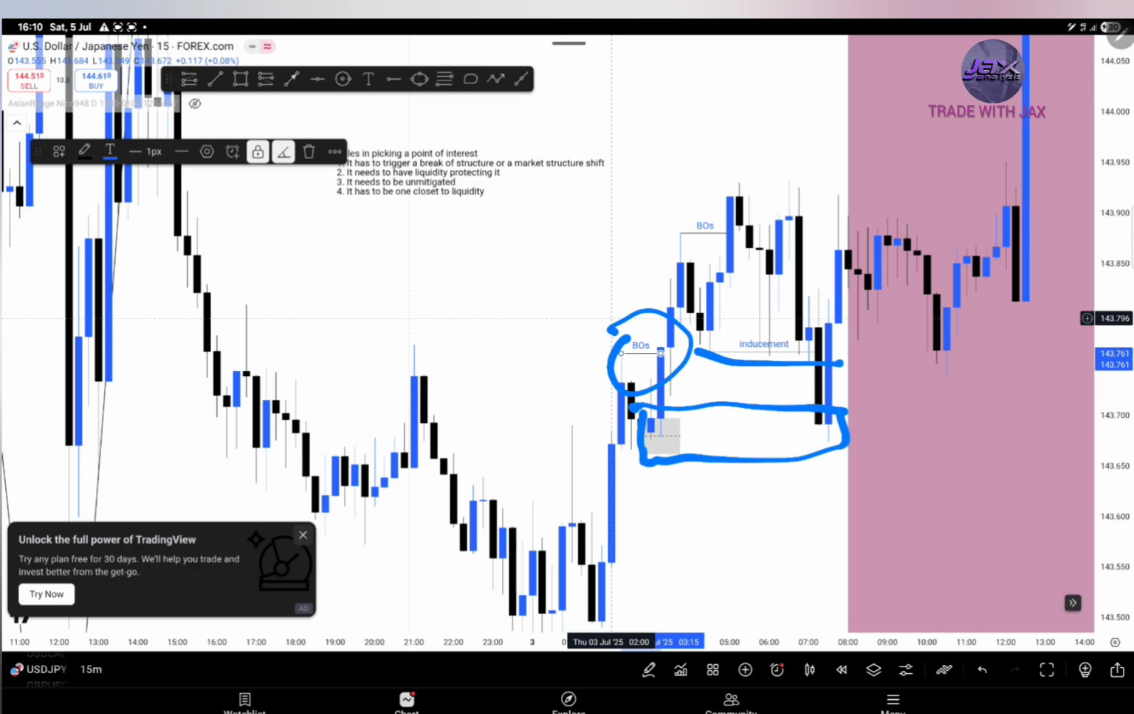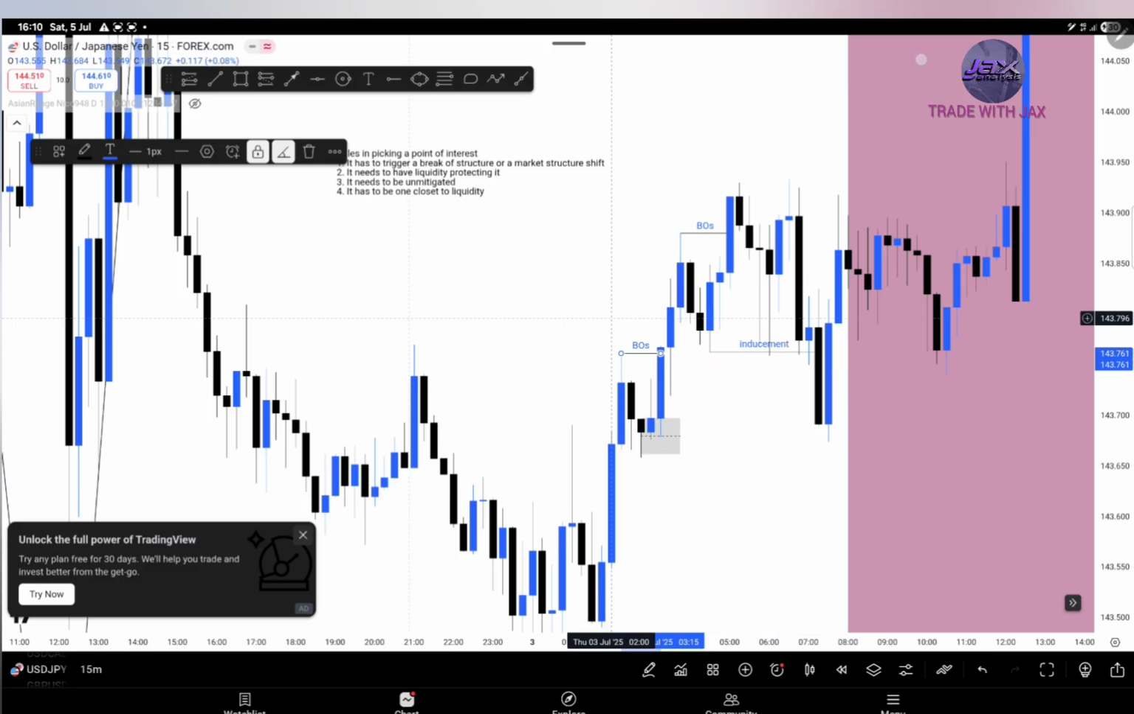Your POI has to be close to liquidity. What does it mean? This is the other block close to the liquidity. You have another block here close to liquidity. Picking this other block as your entry doesn't make sense, because you have another block that is close to liquidity. So you have to pick from the other block that is close to liquidity. I believe that explains it.